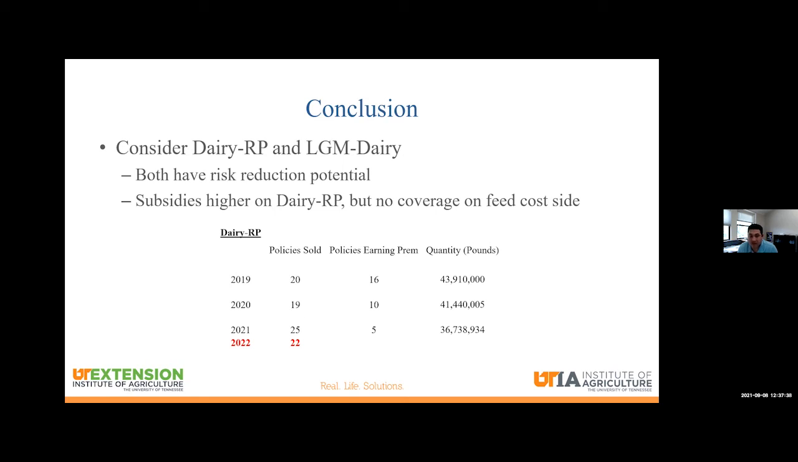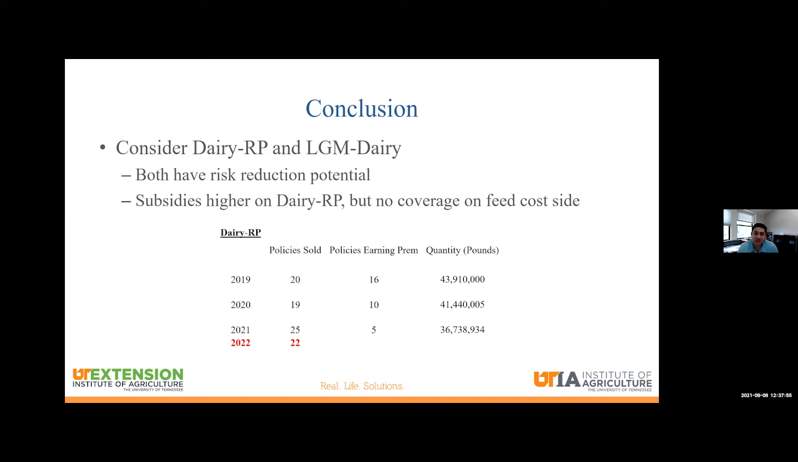Right now that's currently second most in the last 4 years. But as you can tell, look at policies earning a premium. Last year it was only basically 5 out of 25. But I don't know the coverage level of those. I don't know what percent was picked. So maybe that's a reason why, on the Dairy RP side.